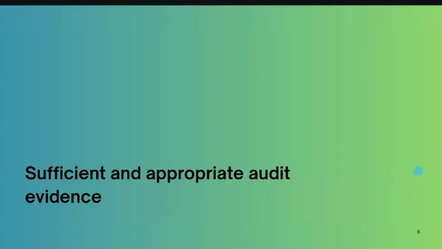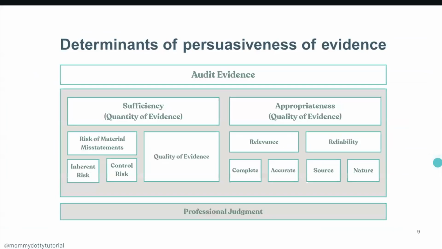Now let's go to sufficient and appropriate audit evidence. PSAs require the auditor to design and perform audit procedures that are appropriate in the circumstances for the purpose of obtaining sufficient appropriate audit evidence. When you design and perform audit procedures, as an auditor, you should consider the relevance and reliability of the information to be used as audit evidence.